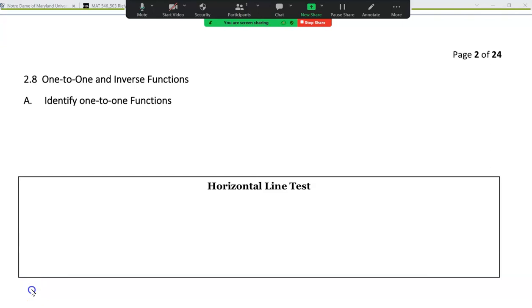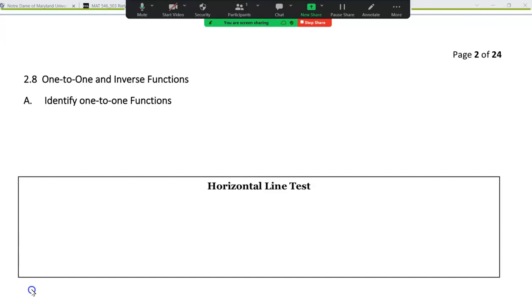Okay, in this video, we're going to do the 2.8 notes. Now, you did a lot of 2.8 last year in Algebra 2, so this should be a refresher. And as you go through it, remember where you may have struggled in Algebra 2 so that you nail it this time. Okay, so identify one-to-one functions.